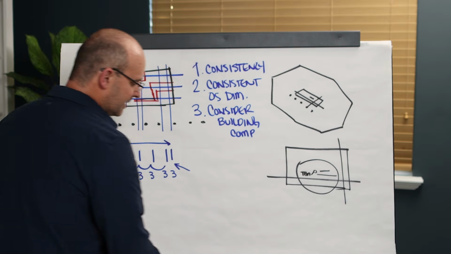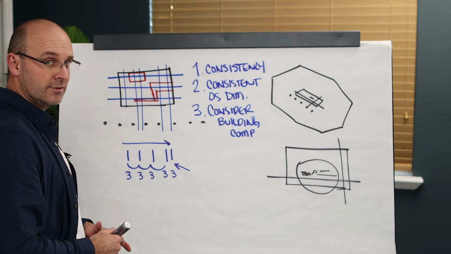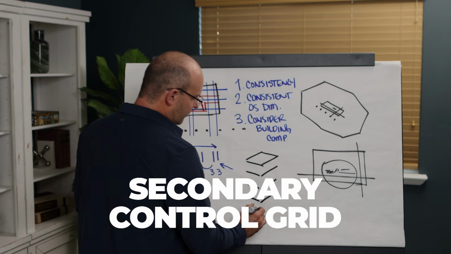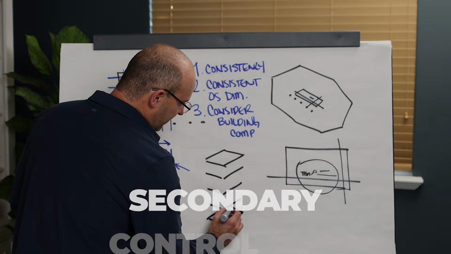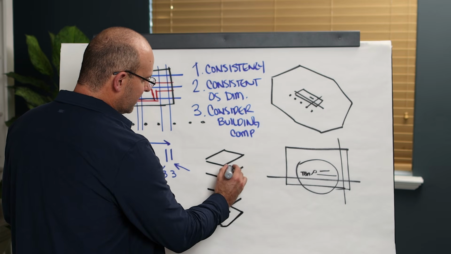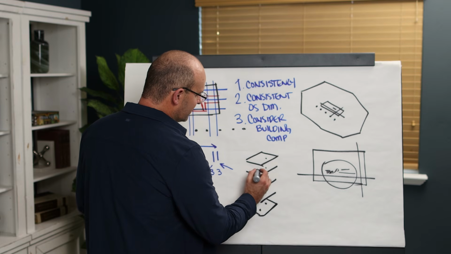Now, I'll talk about this in the next video, so don't get me talking too much. Kick me on the shin if I go too far. But if you have a high-rise, you want that secondary control grid on the ground floor to be where you at least have 2 points, and you can plumb up through sleeves on each floor, and that is the best way.